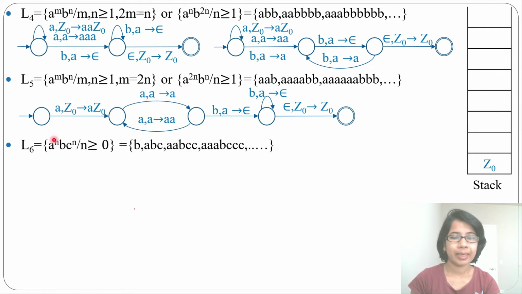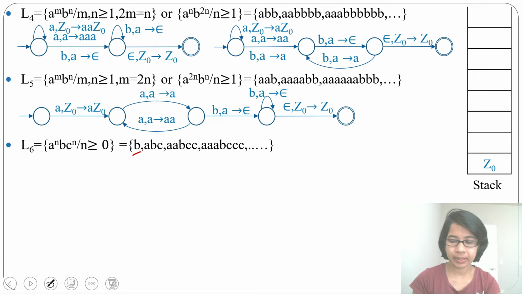Next language: A power n, B, C power n, n greater than or equal to 0. So greater than or equal to 0 means the A part can be epsilon, the C part can be epsilon, and it can accept a minimum of 1 B. Then it can accept A, B, C, it can accept 2A, B, 2C. The number of A should be equal to the number of C. Let's design a PDA for this.